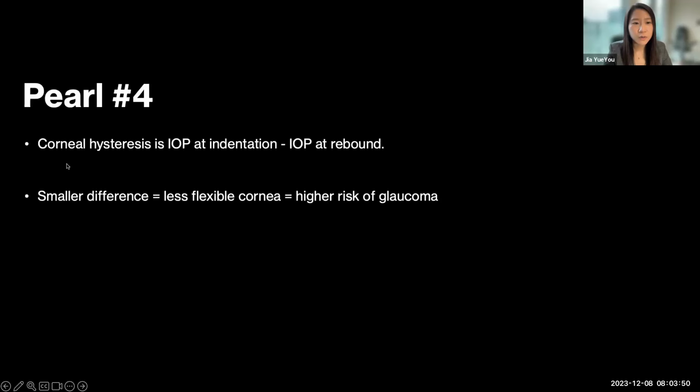So pearl number 4: corneal hysteresis is the IOP at indentation minus the IOP at rebound. For the diagnosis of glaucoma, the smaller the difference between the two pressures, the less flexible the cornea is, and therefore the higher the risk of having glaucoma.